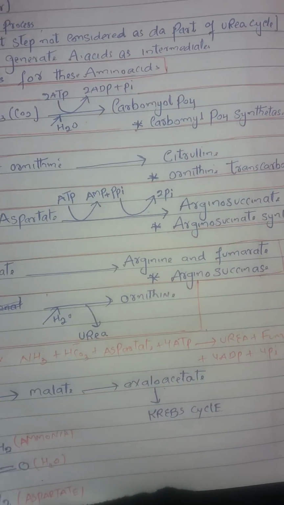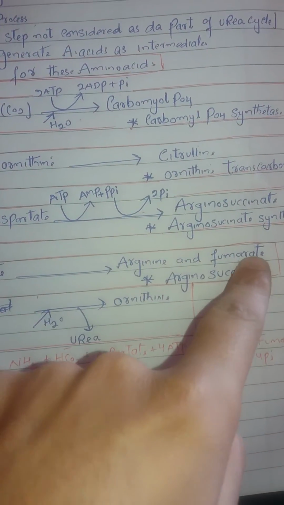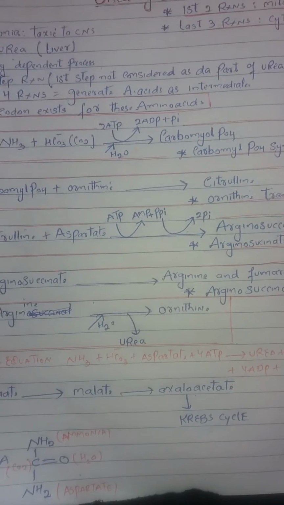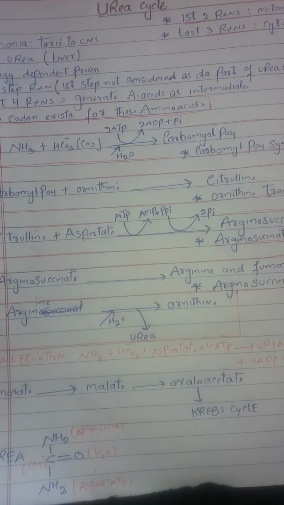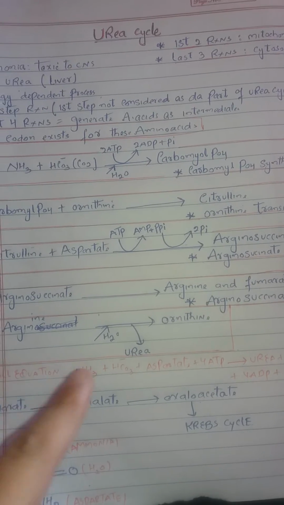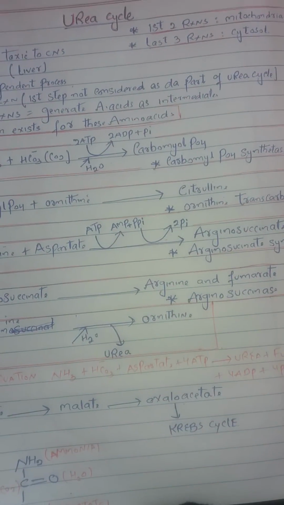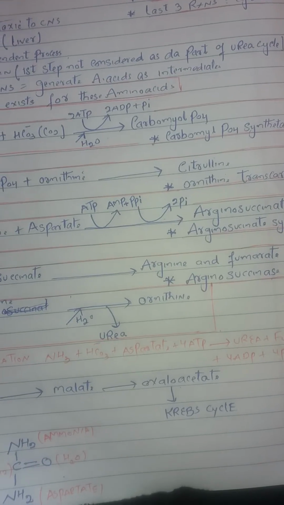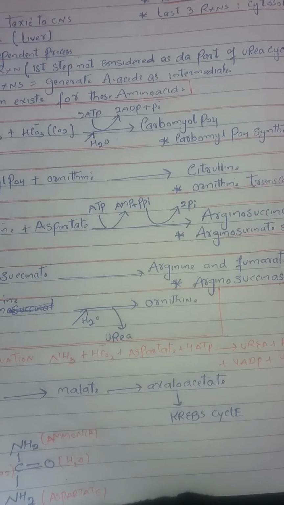Argininosuccinate is converted into arginine and fumarate here. The enzyme used is argininosuccinase. Now if you can see here, this fumarate connects the urea cycle with some other processes as well, as I will discuss very soon.